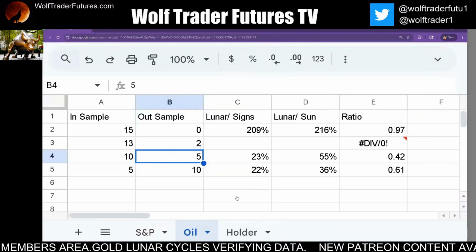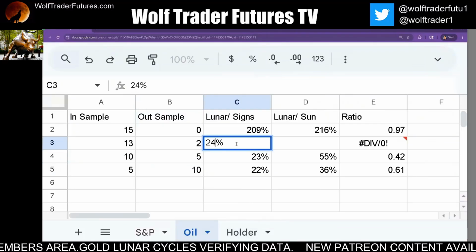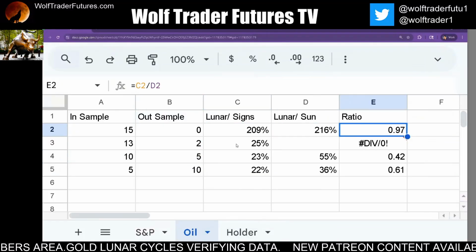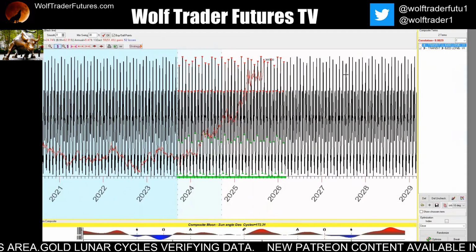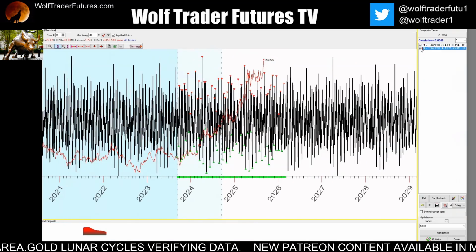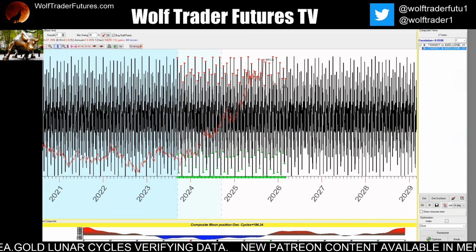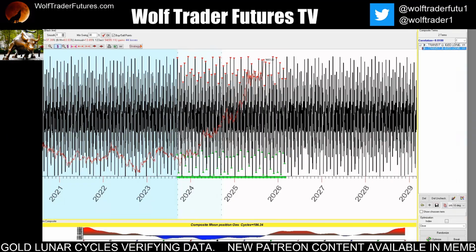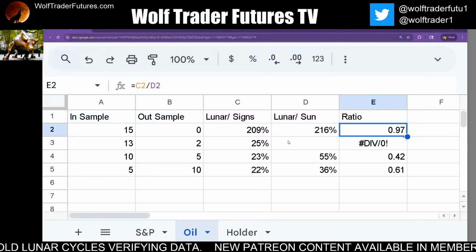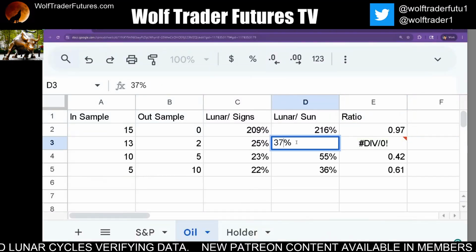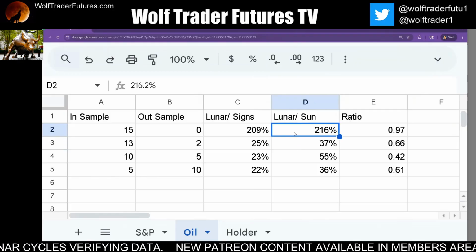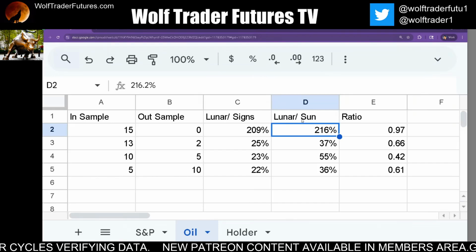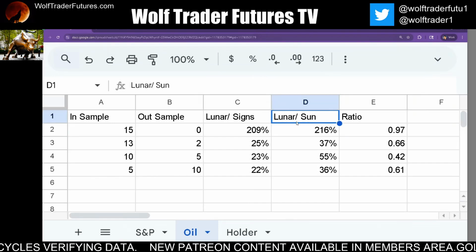So I'm going to go back here to my spreadsheet. So it's going to be 24.74%, so roughly 25%. And then we're going to look now at the one that is the sun and the moon here by aspect. And this one does 37.39. So it's still consistently holding up. 37.39. The out of sample portion is running much better with the lunar cycle by the sun. So that's the one that we want to look at here.